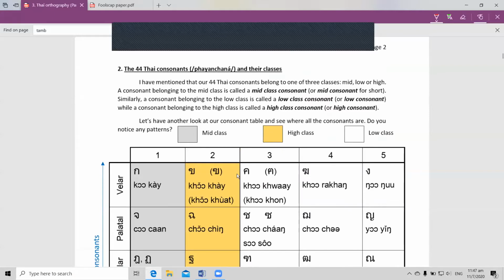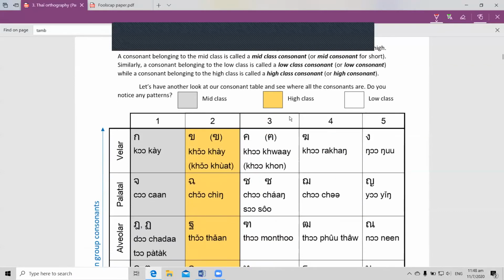We have the mid class, low class, and the high class. A consonant belonging to the mid class is called a mid class consonant or mid consonant. A consonant belonging to the low class is a low class consonant or low consonant, and the same for the high class consonants. All right, so our 44 consonants are all grouped into 3 classes.